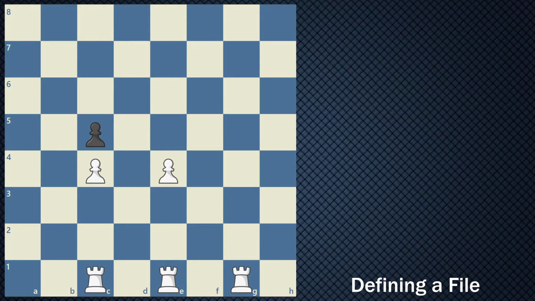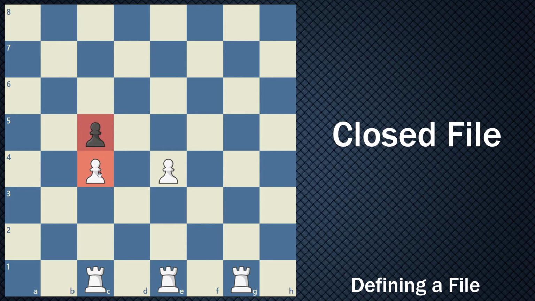For the rest of this video, we're going to continue on with examples of how to attack on an open file. But first, we need to understand what an open file is. Whenever there are pawns, both your opponent's and your very own pawns, this is what we call a closed file. The rooks are not able to attack straight down the line until these pawns are moved out of the way.